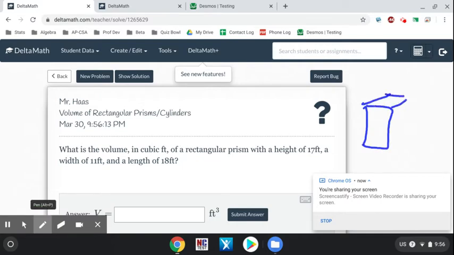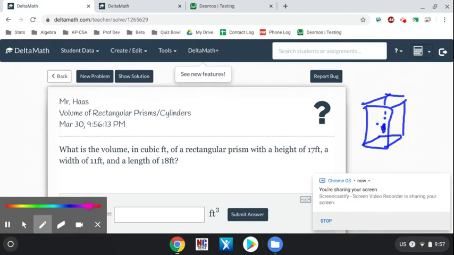The prisms can have different size bases, but most of the ones we're going to be dealing with in this section are rectangular prisms. So it's just very much like a standard box of some kind. Now, if you don't want to draw the box, that's fine. It just helps some students to see it. So let's label the sides of this real quick.